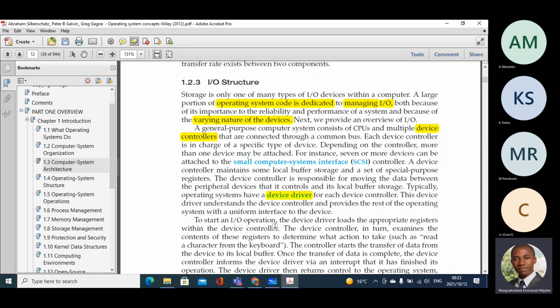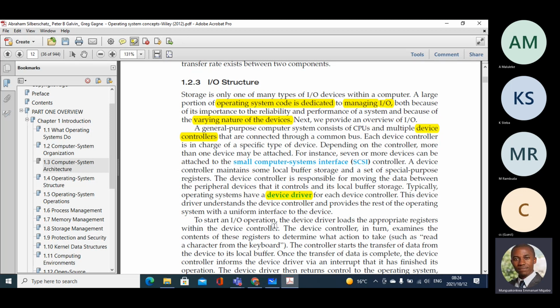Okay. The device controller in turn, and that's why it has some level of intelligence because it's made of firmware, will examine the content of these registers to determine what action to take. These actions, of course, can include reading a character from a keyboard as a typical example, or writing to a USB drive, or writing to a CD, or even sending information to a screen.